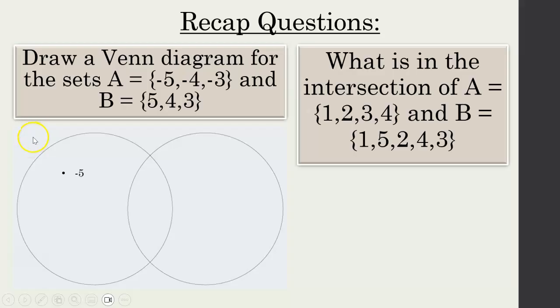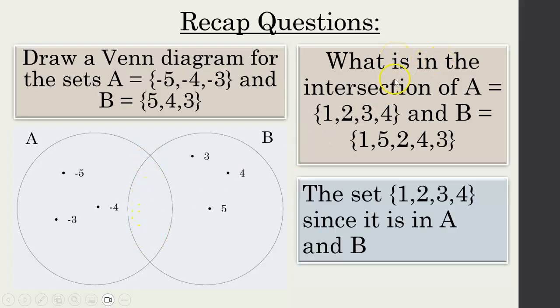This is going to be my set A. So I'm going to have -5, -4, -3 over here. Then in this circle, I'm going to do 5, 4, and 3. And that would be your Venn diagram filled out. Now I should have labeled over here, this would be A and this would be B. Oh, I did. A and then this would be B. So in this case, there's nothing that they have in common. This can happen as well sometimes. So these two sets, they have nothing in common. Therefore, this intersection will be blank.